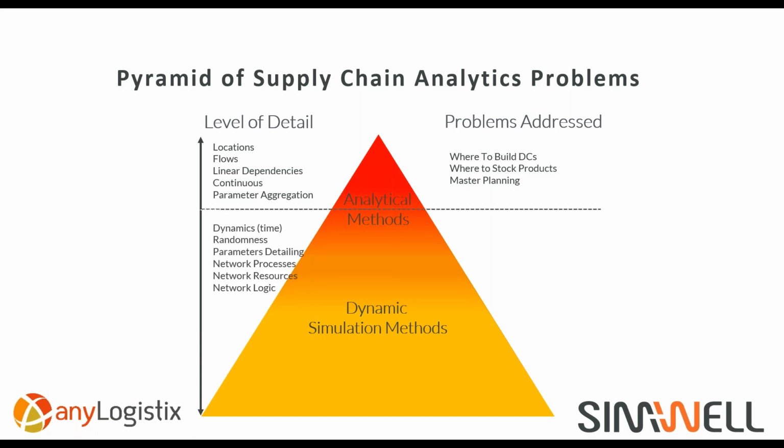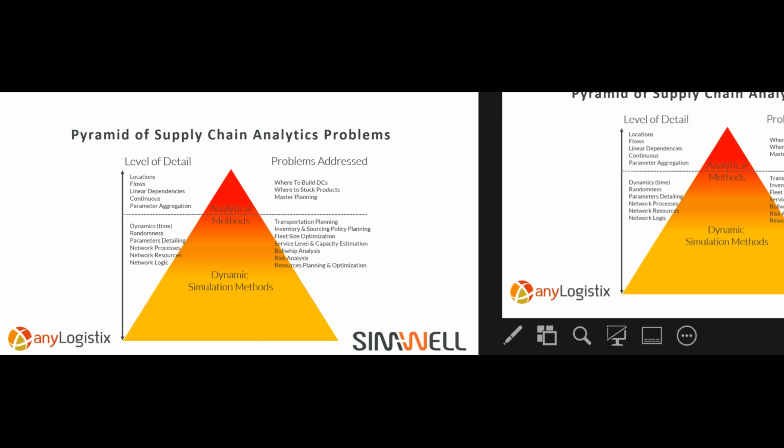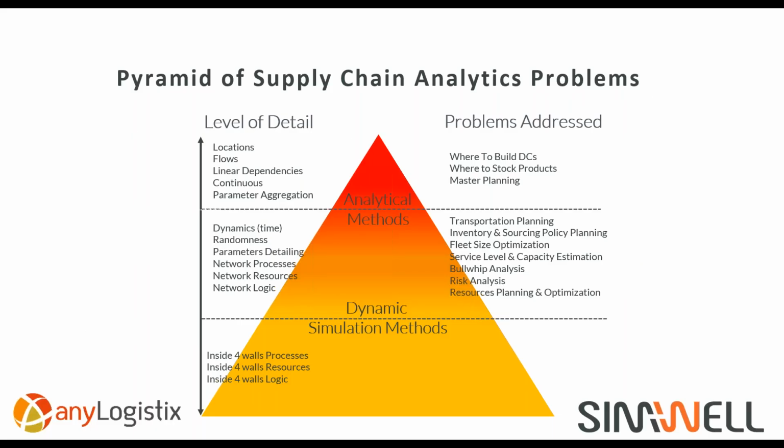For simulation, we add in time, randomness or variability, network processes, resource constraints, and other logic. When we do this, we can start addressing problems like transportation planning, inventory and sourcing policy planning, fleet size optimization, service level and capacity estimation, bullwhip analysis, risk analysis, and resource planning and optimization. Finally, anyLogistix is one of the only tools that allow you to go inside the four walls to understand how the inside influences the outside.